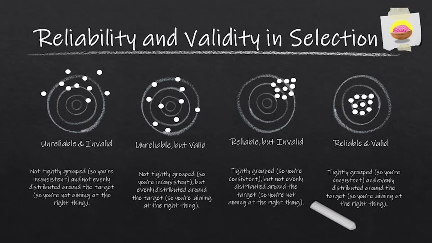The opposite of that is if we're reliable but invalid. This means that we're tightly grouped, so we're pretty darn consistent in our shots, but we're not evenly distributed around the bullseye of the target, so we're not aiming at the right thing. What we want in our hiring process is reliable and valid. We want to be tightly grouped, meaning we're very consistent in our selection process, and evenly distributed around the bullseye of the target, meaning we're aiming at the right thing. So that's what reliability and validity mean in selection.